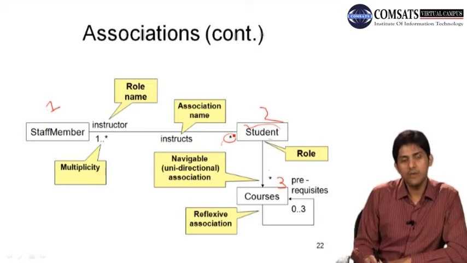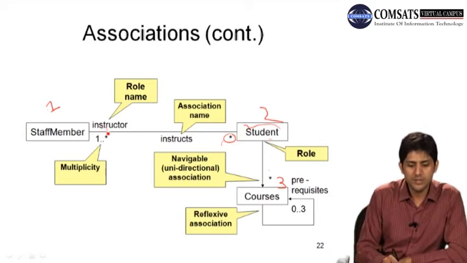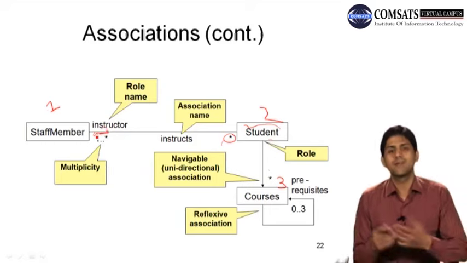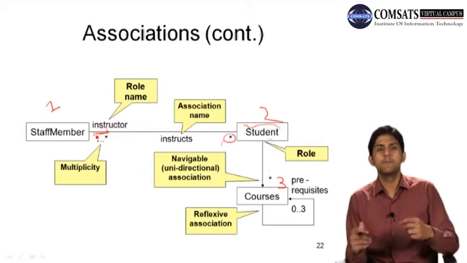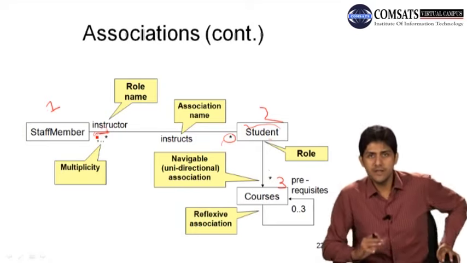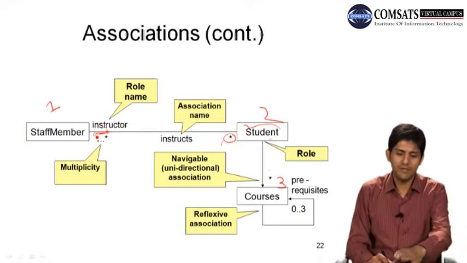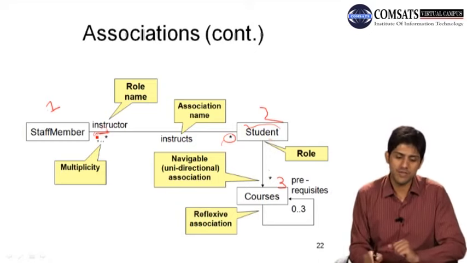a staff member would always have many students, but a student can have one instructor or many instructors. Otherwise he will not be categorized as a student if he does not register for a course and he freezes the semester. So for that semester he will probably not be considered a student. So a student can have one instructor or multiple instructors, so we have a one to many relationship.